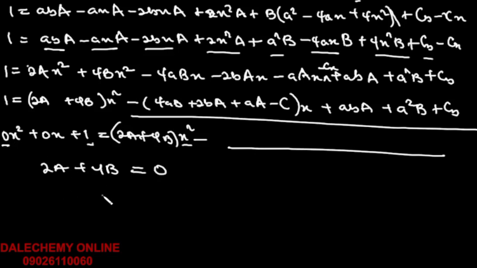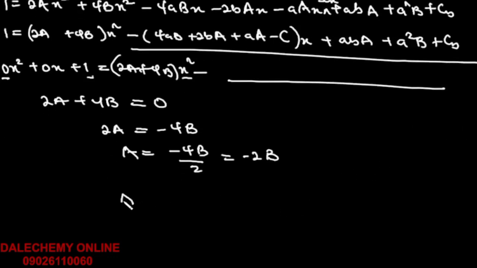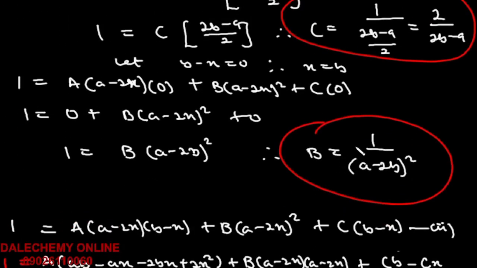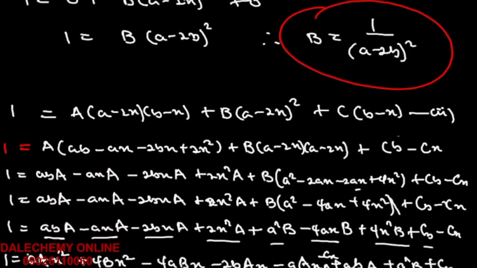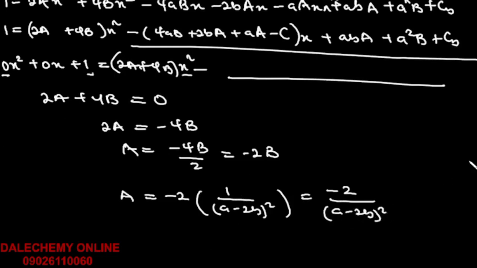So by collecting the like terms, we have minus 4B. And A here will be equal to minus 4B divided by 2, which is minus 2B. So A is minus 2B, and A is minus 2 in bracket of, now remember B was 1 over A minus 2B squared, 1 over A minus 2B squared. So your A would then become minus 2 over A minus 2B squared now. So that's the value of your A. So we've gotten the value of our unknowns now.